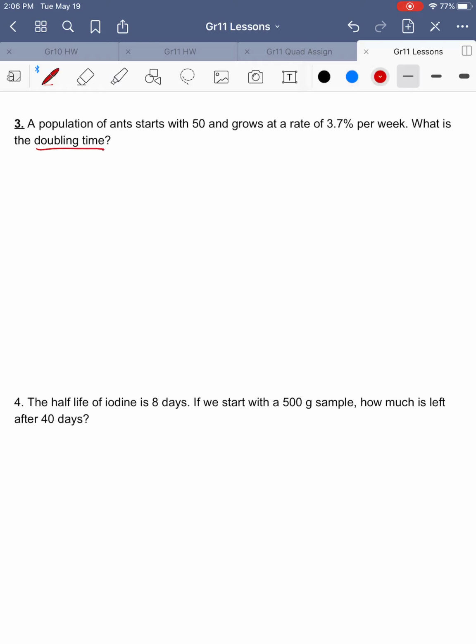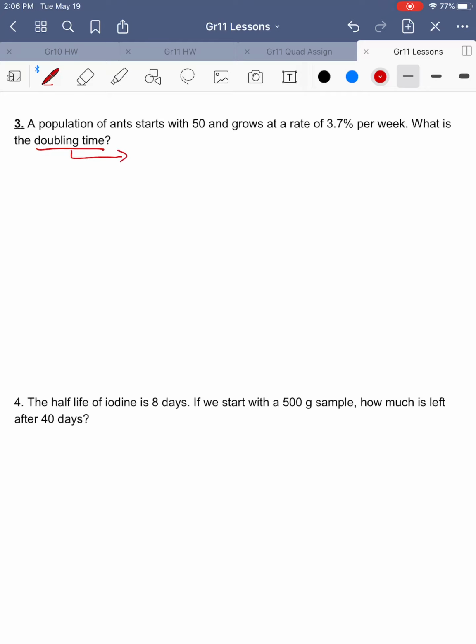So here we are introducing some new terminology. Again, if you're not 100% sure about doubling time, go back and look at the notes for the unit that are on the Google Classroom. They were actually with the previous lesson. They were all together. So what is doubling time? Let's just say what doubling time is in general right now.